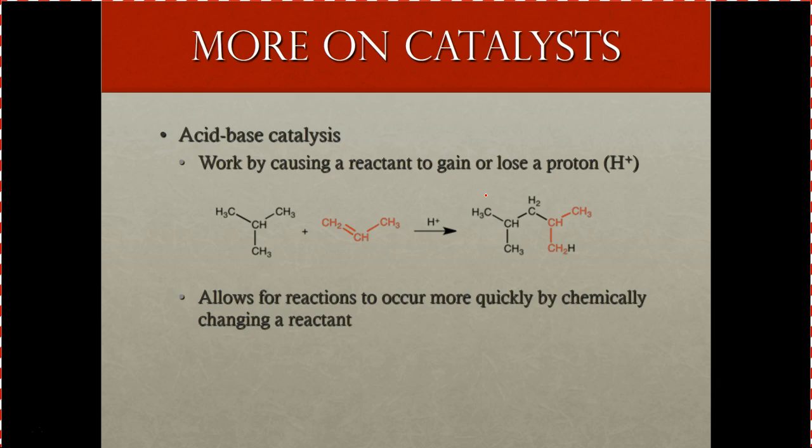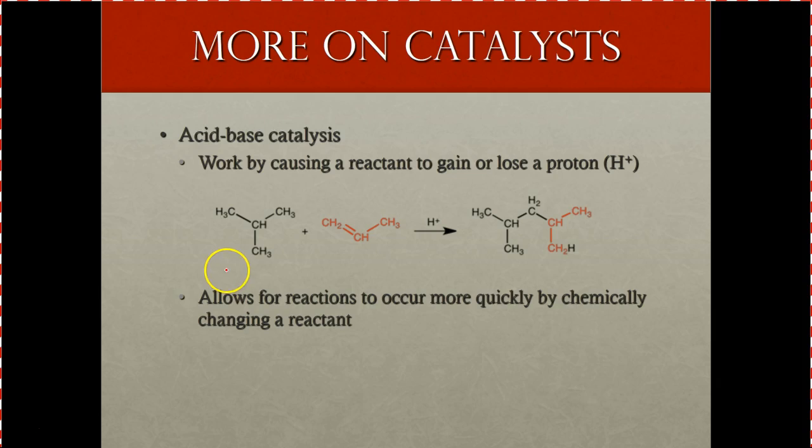So acid-base catalysts work by causing a reaction to gain or lose protons. So it allows a reaction to occur more quickly by chemically changing a reactant. So if we look at this, and we look at the one that's in black here, this one right here, it is the methyl, 2-methyl propyl something or other.